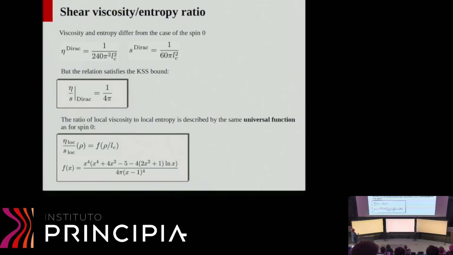And we see that both shear viscosity and entropy will be different in comparison to the scalar field. However, again, their ratio satisfies the Kovtun-Son-Starinets bound. And moreover, if we consider local quantities, their ratio will be described by the same universal function as for the scalar field.